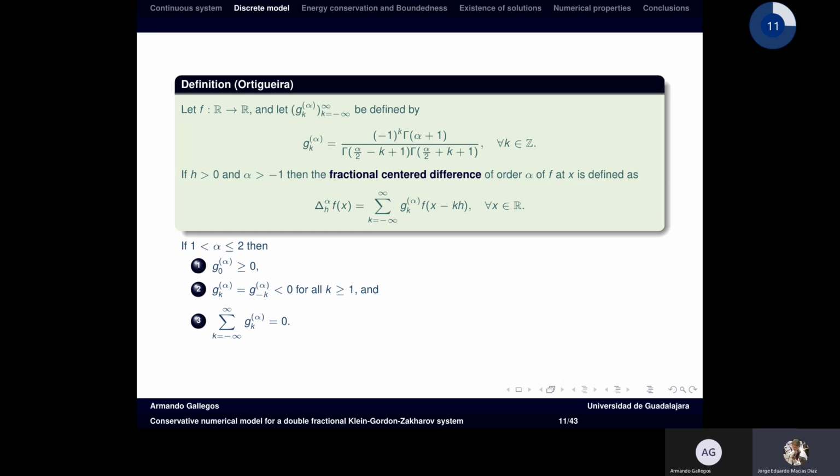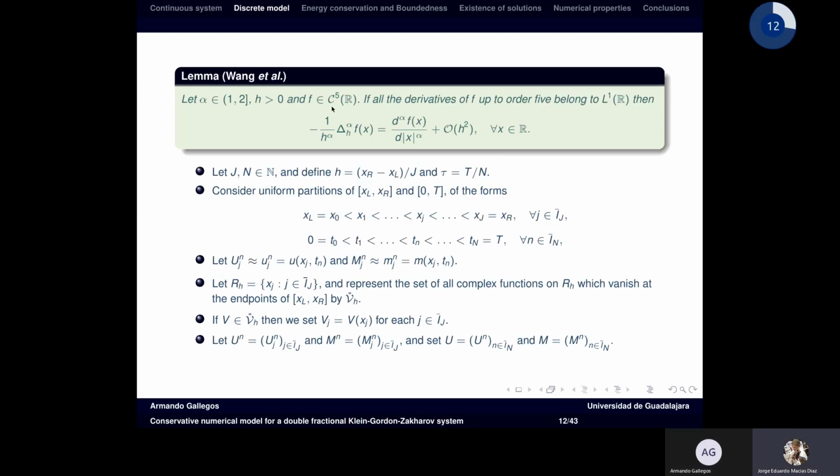So we're going to talk about the discrete model. And the discretization is going to hinge on the use of fractional centered differences, which were introduced by Ortigueira some years ago. So fractional centered differences for a function f of order alpha are going to be defined as this double series where the constants g are given by this expression, and they satisfy these properties. Moreover, if f is sufficiently regular, then this discrete operator approximates this continuous operator with order of consistency squared.